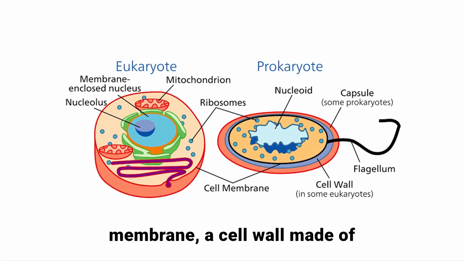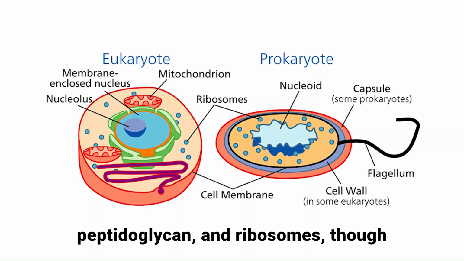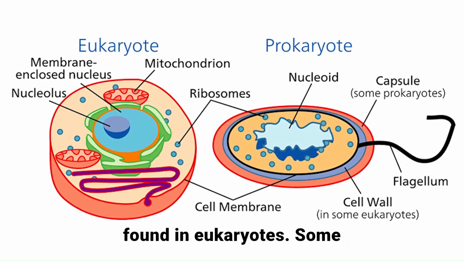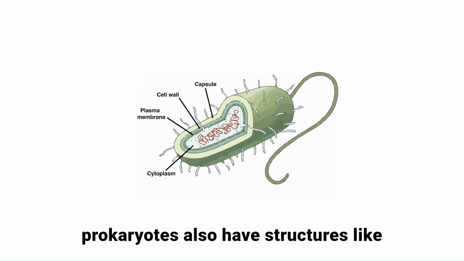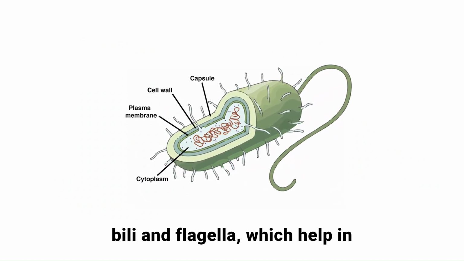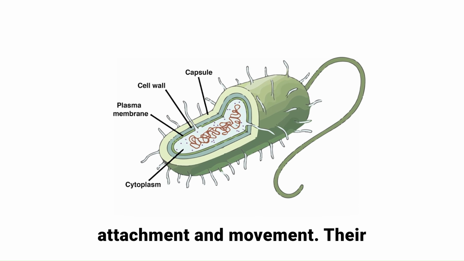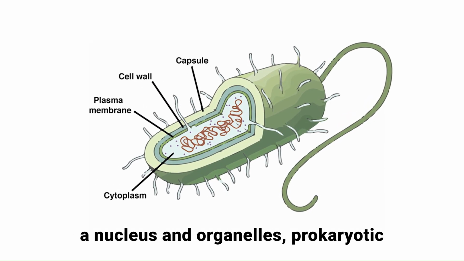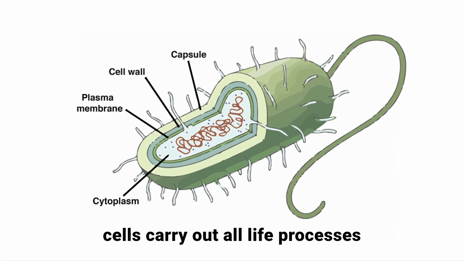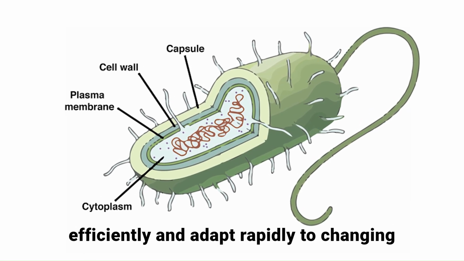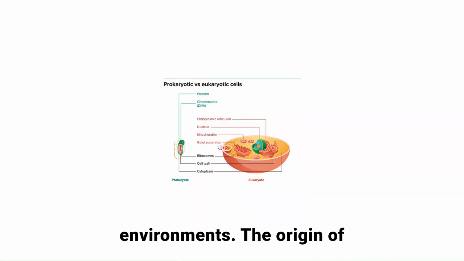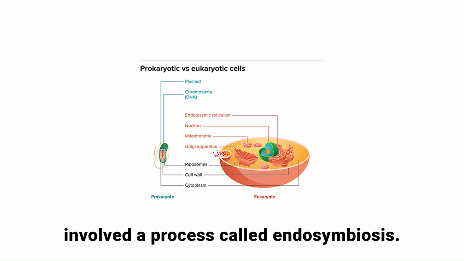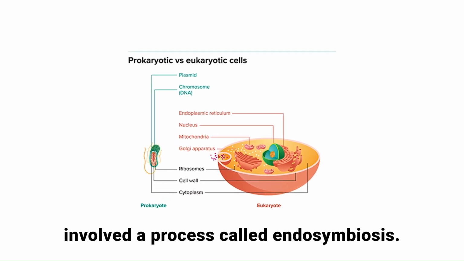In prokaryotic cells, though many of these organelles are absent, they still have essential structures. They have a plasma membrane, a cell wall made of peptidoglycan, and ribosomes, though these ribosomes are smaller than those found in eukaryotes. Some prokaryotes also have structures like villi and flagella, which help in attachment and movement. Their simplicity is deceptive. Despite lacking a nucleus and organelles, prokaryotic cells carry out all life processes efficiently and adapt rapidly to changing environments.